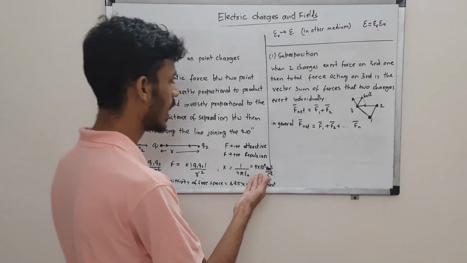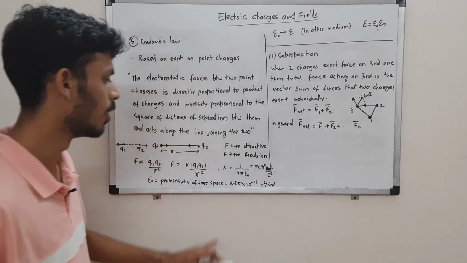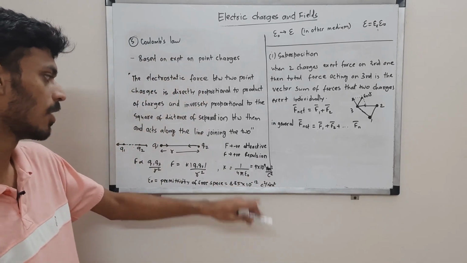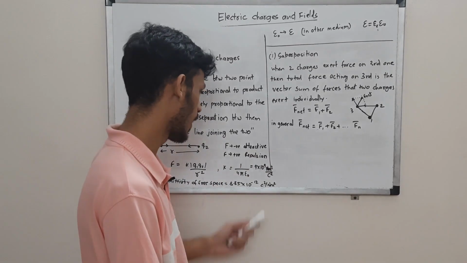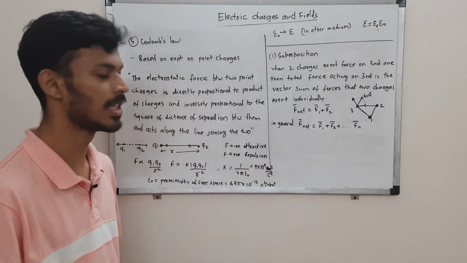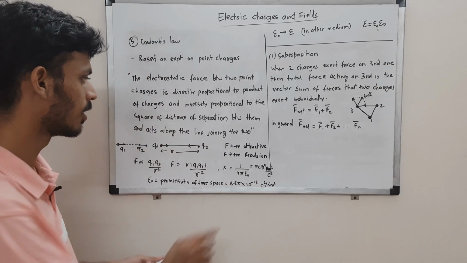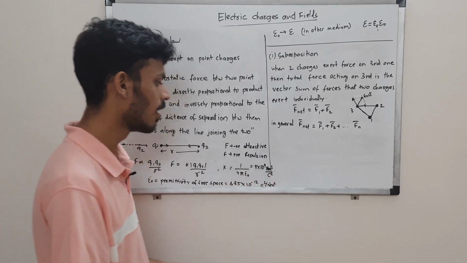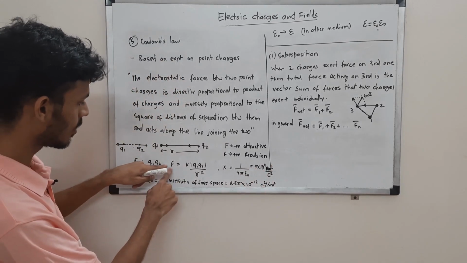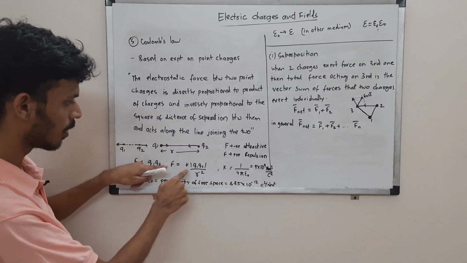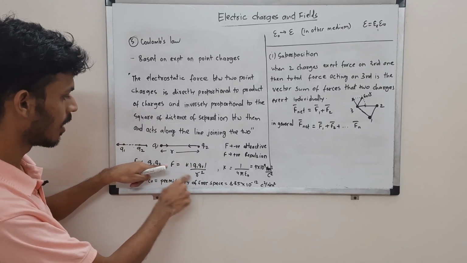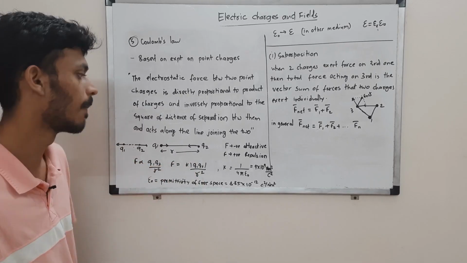This is something that you would want to remember. It has a value of 1 upon 4 pi epsilon naught, and the value is 9 into 10 to the power 9. The units are Newton meter square by Coulomb square. You can easily see that. So it's Newton meter square by Coulomb square, units of K, right? Newton meter square by Coulomb square.